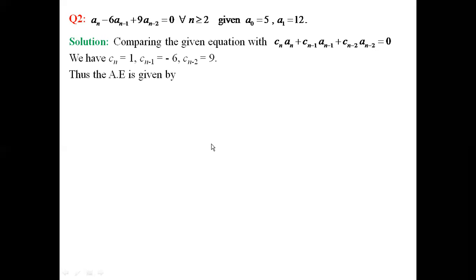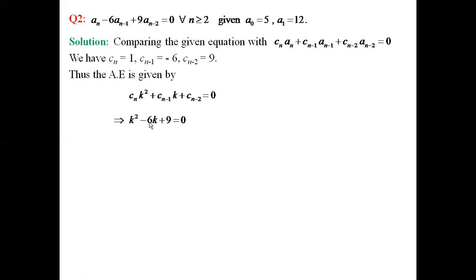We now frame the auxiliary equation for this, which is of the form C_n into k square plus C_(n-1) into k plus C_(n-2) equal to 0. Substitute C_(n-1), C_(n-2). We obtain k square minus 6k plus 9 is equal to 0.